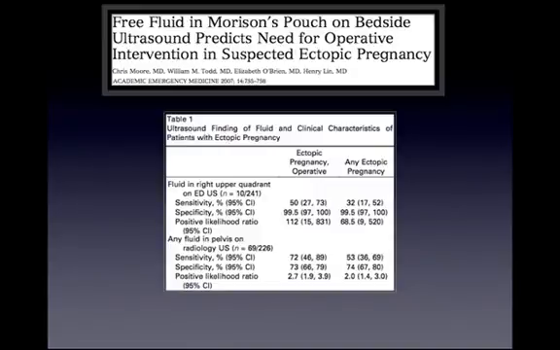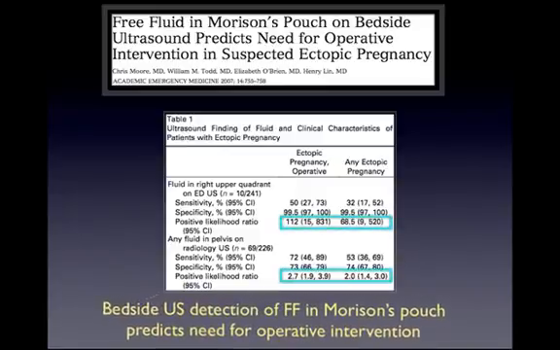And what they found was in patients with a suspected ectopic pregnancy on pelvic ultrasound, free intraperitoneal fluid found in Morrison's pouch could be rapidly identified by emergency ultrasound and was predictive of the need for operative management with a positive likelihood ratio of 112, compared to a positive likelihood ratio of only 2.7 when free fluid is found anywhere in the pelvis.